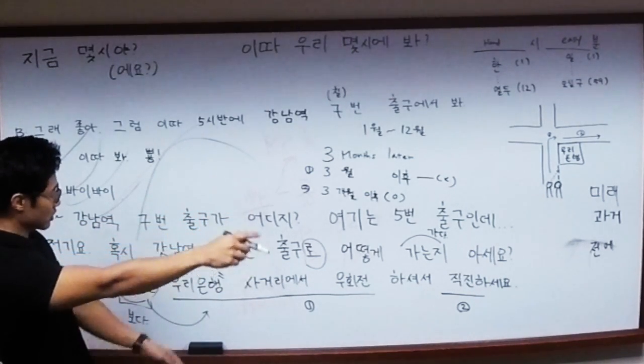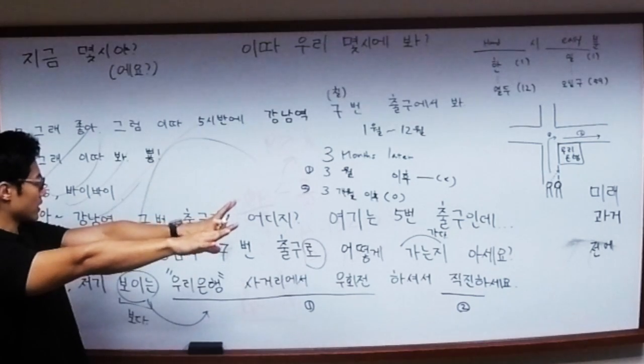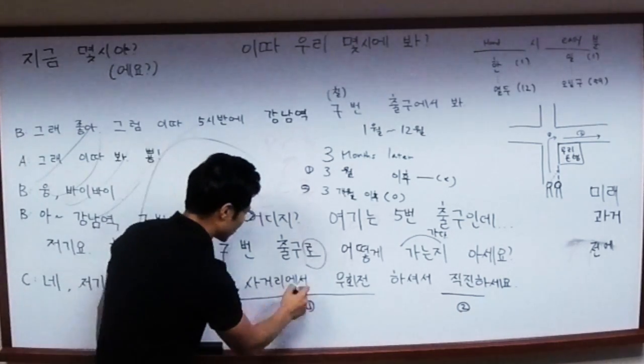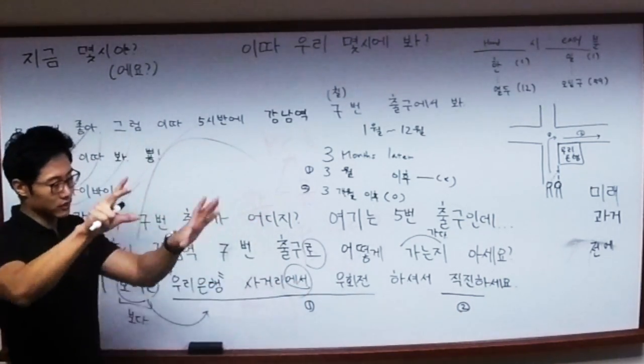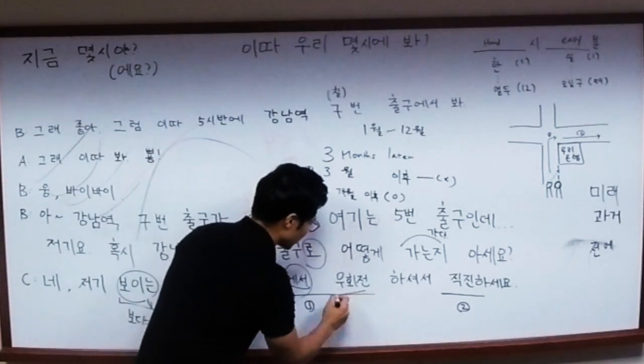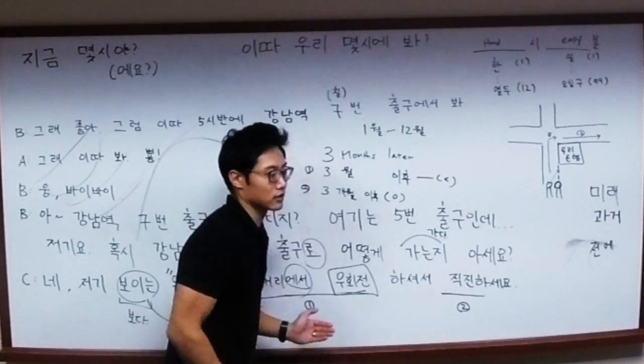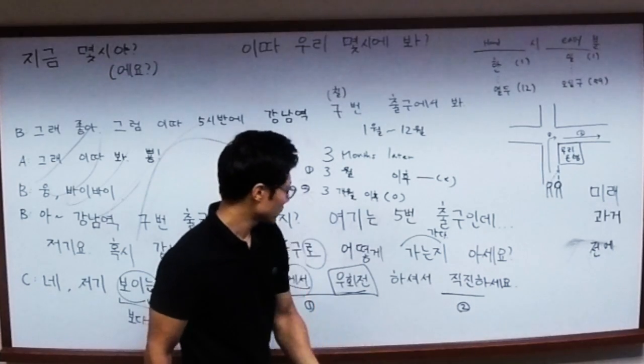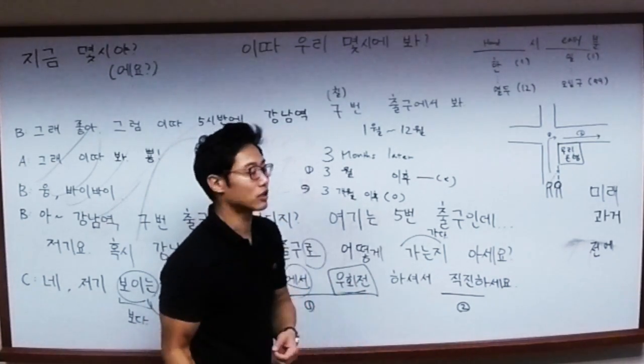So if you see that Uri bank intersection, 에서 is at, right? At the Uri bank intersection, 우회전. 우회전 is turn right. Okay? 우회전 is turn right. Turn left is 좌회전.